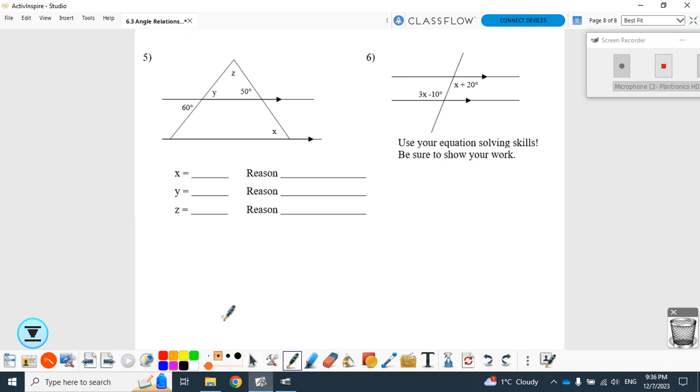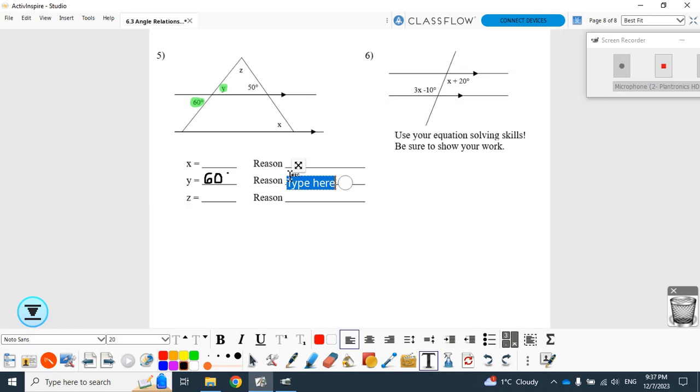Where can we start? I'm looking at number 5. The only angle, okay, I guess they give us 50 in here. Then they give us this 60. Can this 50 help us? Oh, maybe it can. My brain goes right to the 60 degrees first. I see 60 and I see y, and right away I'm like, okay, those are opposite angles. So y has got to be 60 degrees, and the reason for that is opposite angles.